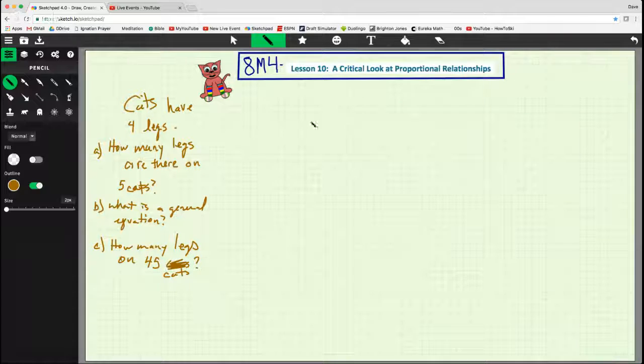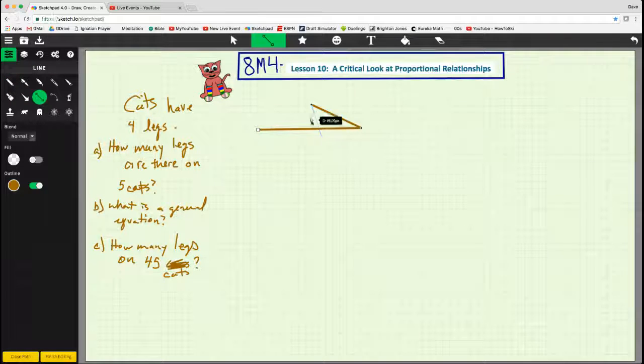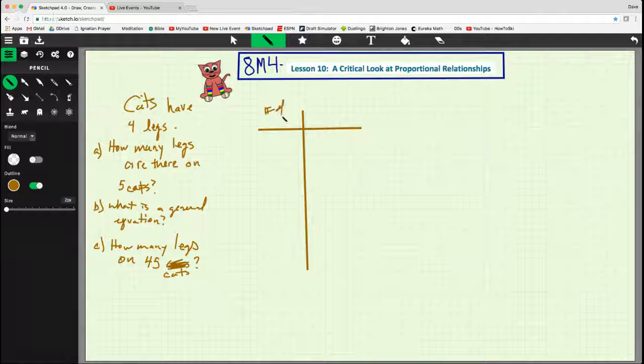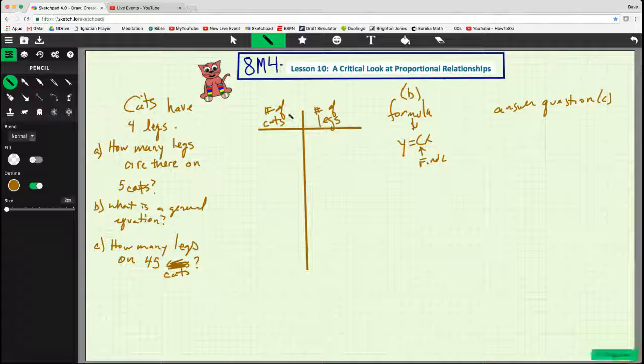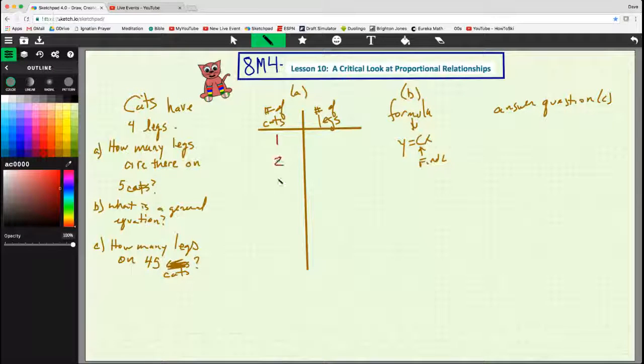And now what we want to do here is make a table. Here we're going to have number of cats, and here we're going to have number of legs. We want the general formula. You know, y equals cx, but what is c? Find c. And then I want you to answer question c. This is b, and this is kind of a. Okay, so why don't you pause and give it a try. I think you could probably figure this out, but I want you to fill this in.